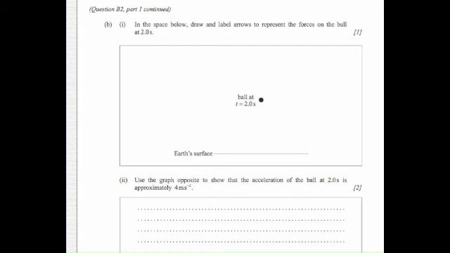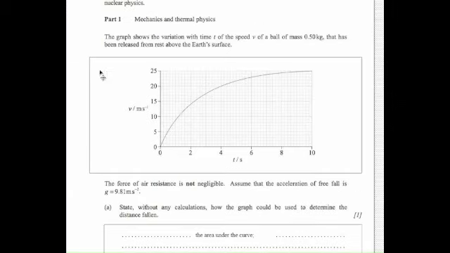Now, we want to show the forces on the ball at 2 seconds. So, let's go and see what's happening at 2 seconds. At 2 seconds, we can see it's still accelerating because the velocity is still going up. However, the rate of change of velocity is not as fast as it was at the very beginning. The gradient has decreased. So there must be some resistive force that's acting against the weight.